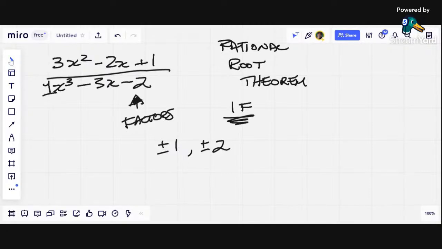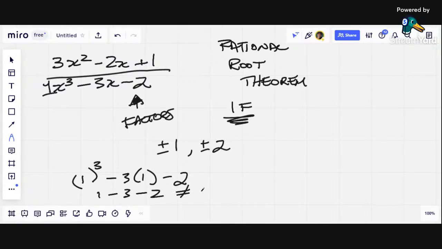We'll put the plus 1 into this, and so we get 1 cubed minus 3 times 1 minus 2, and that's 1 minus 3 minus 2, and the whole point is that's not 0. So 1 is not a root, and we can check. There's only 4, and we can check them all.